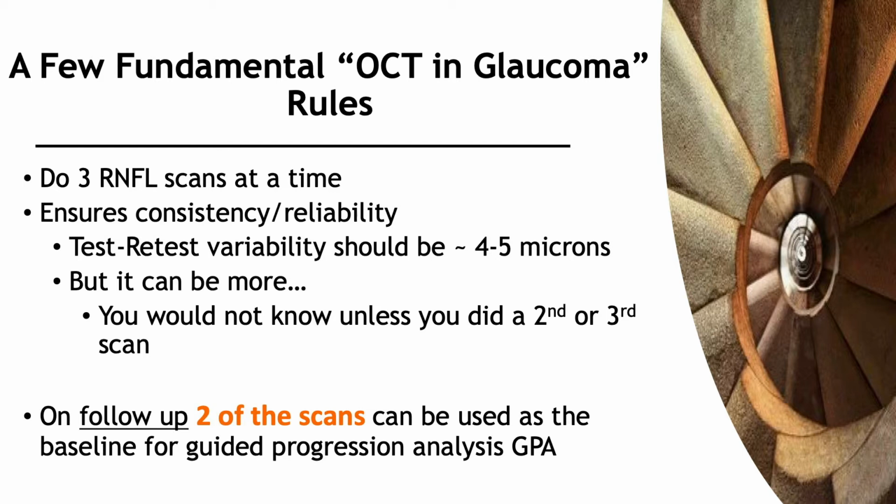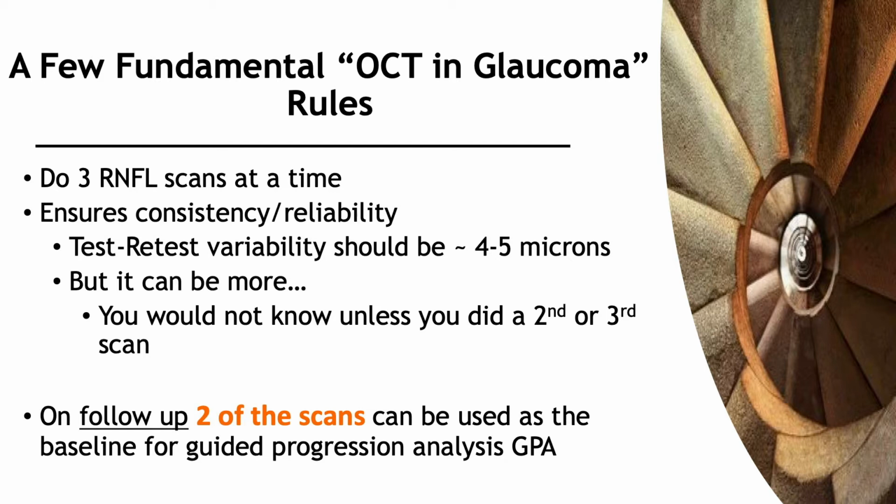One of the key ones that I talk about in all my lectures, and I'm not sure everybody really does it, is this key idea that when you're going to do an RNFL scan, it's important to not just do one scan, but really do at least 2 or 3 scans when that patient is sitting in the chair. The main reason is, number one, it gives you that retest variability, which if you're going to repeat a test over and over, should be up to 4 to 5 microns. But the reality is, depending on the patient, the circumstances, the anatomy, the operator, etc., it can be more than that.